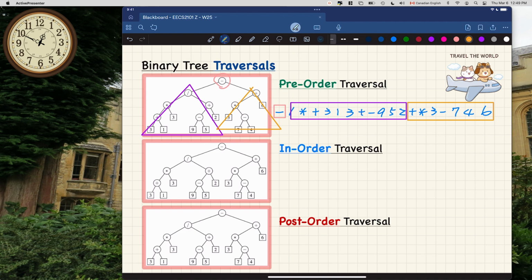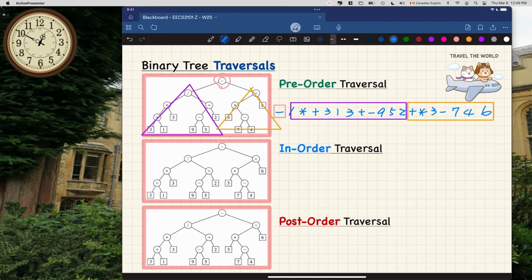Pre-order. Post-order. 3, 1 plus 3 multiply 9, 5 minus 2 plus divide, and then 3 minus 7. Oh, let me do it again. Sorry. I got distracted myself. Not your problem. My problem. Let me do it once more.